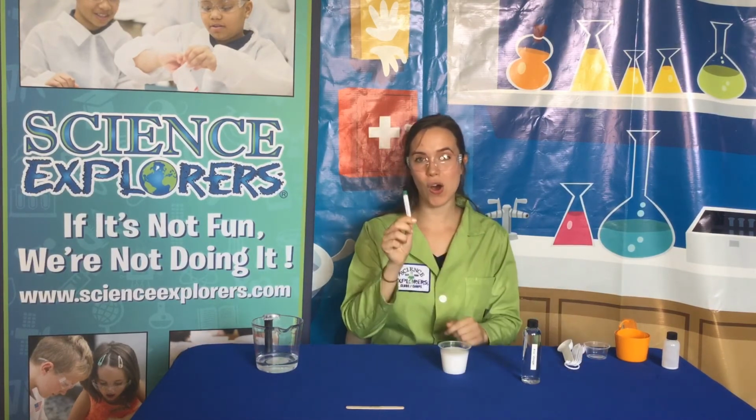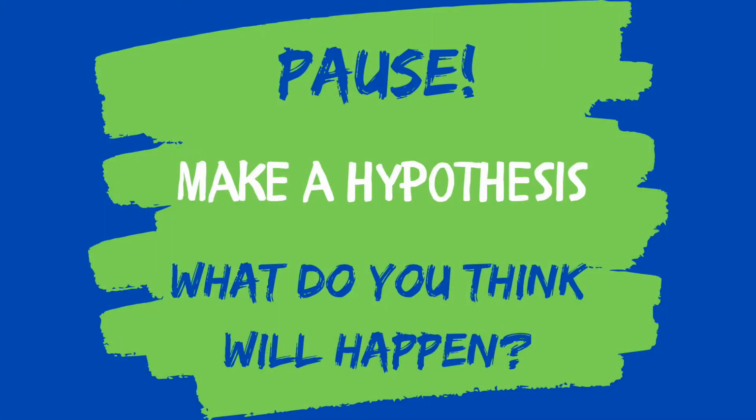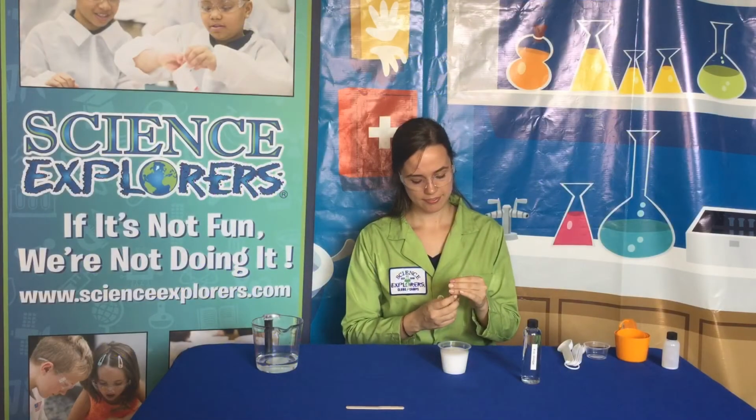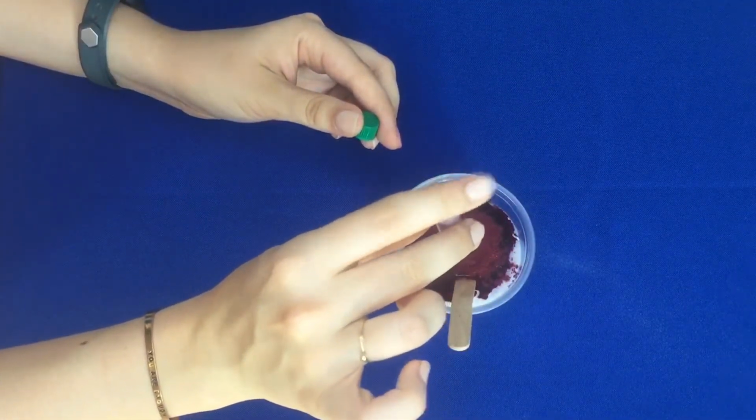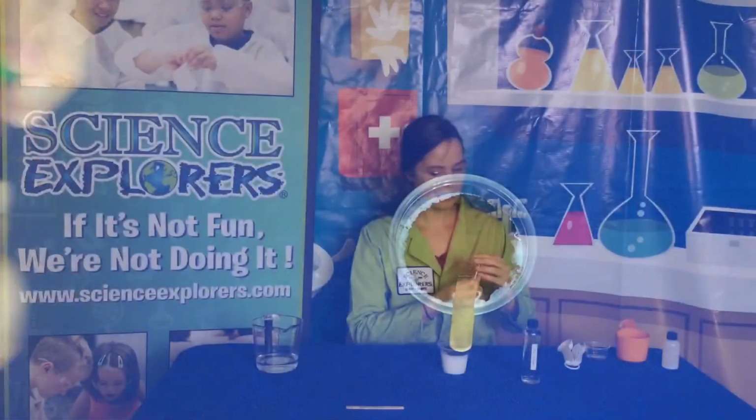Now we're going to add all of our red cabbage indicator into our milk of magnesia. What color do you think it will turn? Make a hypothesis and let's find out. Stir it up with a craft stick.